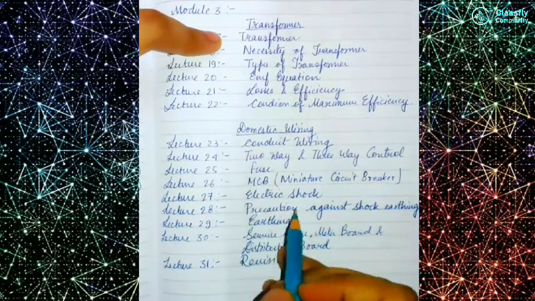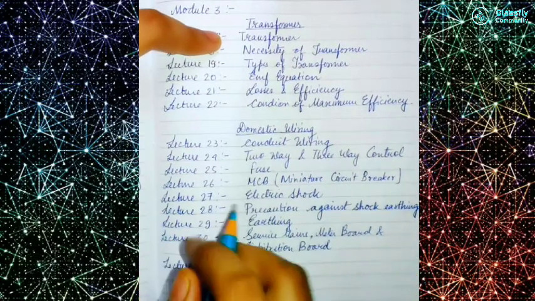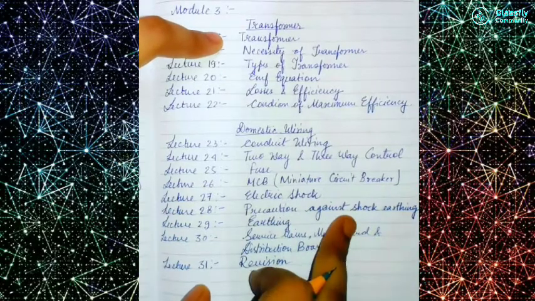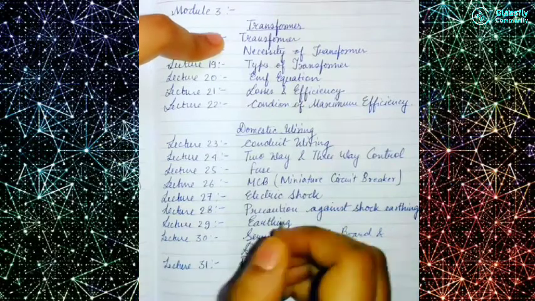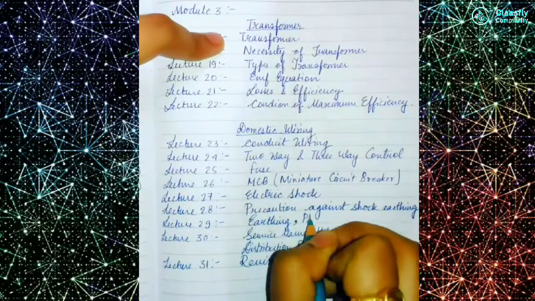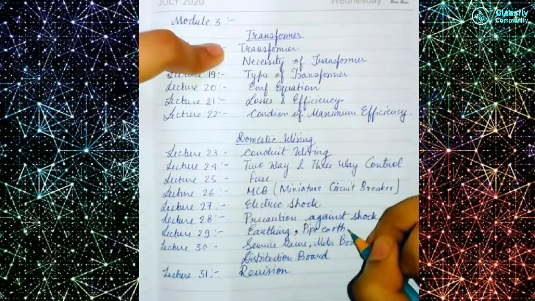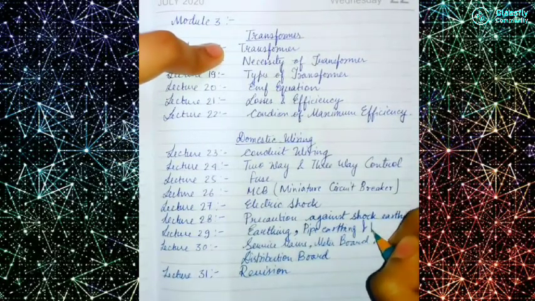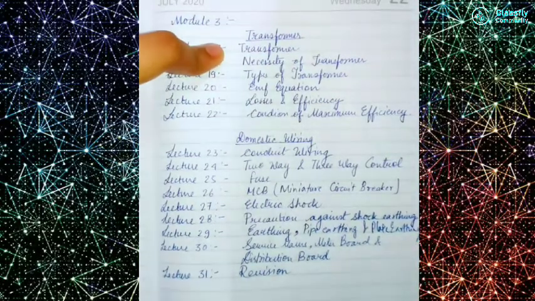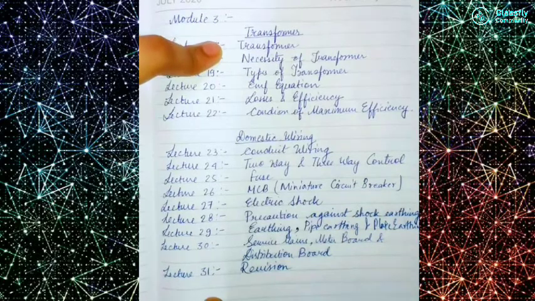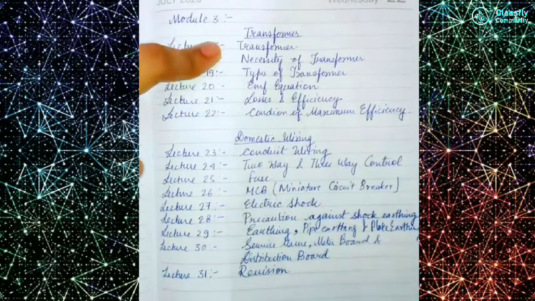Lecture 27 is about electric shock, and lecture 28 is your precaution against shock, earthing. Lecture 29 is about earthing and its types, that is pipe earthing and plate earthing. Lecture 30 is about the service mains, meter board and distribution board.